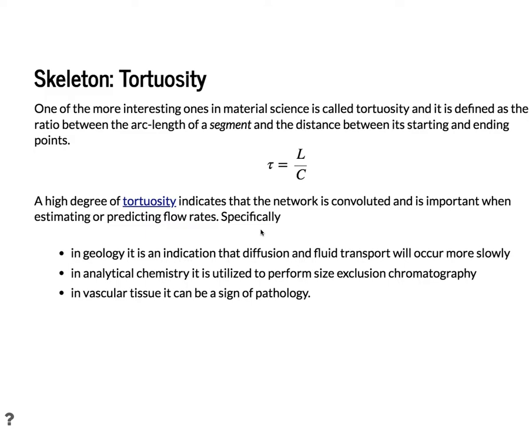And this can be very helpful for assessing other properties of a system. In geology, it's very useful for diffusion and fluid transport: if you have structures that are very direct, this happens very quickly, and if you have structures that are very high tortuosity, then it does not happen very quickly because there are lots of twists and turns something has to take. For analytical chemistry, it's quite useful in tasks like chromatography, where the longer routes take more time. And in vascular tissue, it's a sign of pathology. If you have a lot of blood vessels that don't flow very directly or don't go directly to where they're supposed to go, that can be a bad sign.